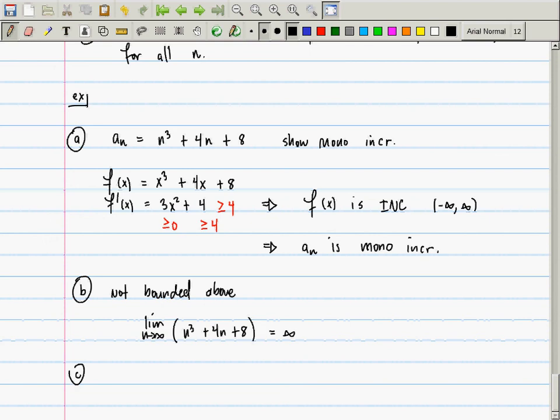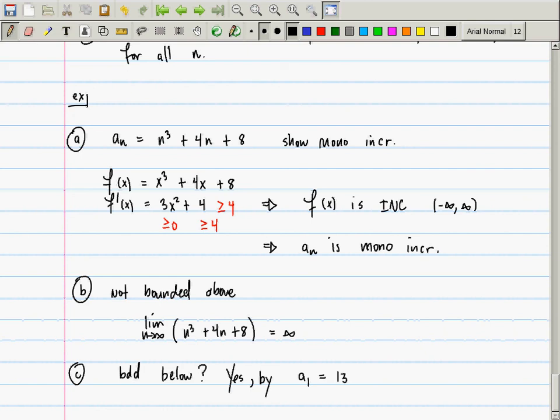Okay, so how about part C? Is it bounded below? It is bounded below, right? Because think about it. What is the smallest value of n that you're allowed to plug in? 1. You can't plug in any smaller value. So this sequence is increasing, and there is a smallest value you're allowed to plug in. So that means that a_1 is the smallest term in the sequence. So yes, it's bounded below, by a_1, which is equal to what? 1 plus 4 is 5 plus 8 is 13. Okay, so it's bounded below by 13.